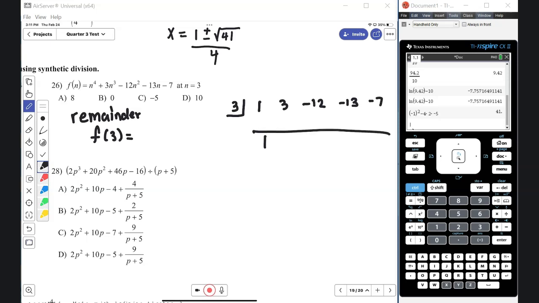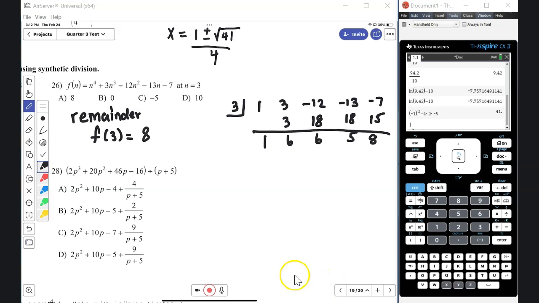So we have 1. 3 times 1 is 3. 3 plus 3 is 6. 3 times 6 is 18. Negative 12 plus 18 is 6. 3 times 6 is 18. Negative 13 plus 18 is 5. 3 times 5 is 15. And negative 7 plus 15 is 8. So f of 3 is 8.